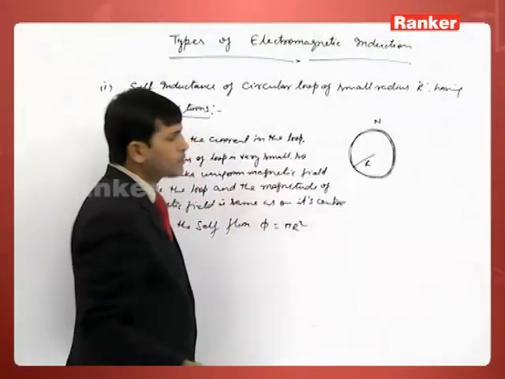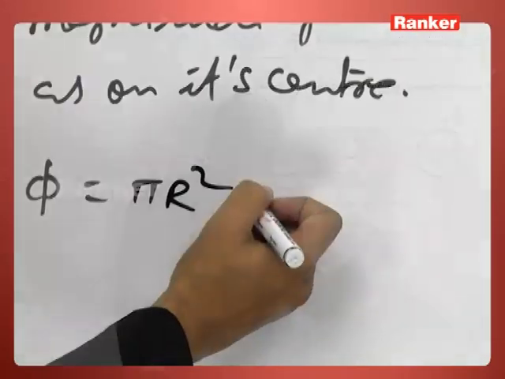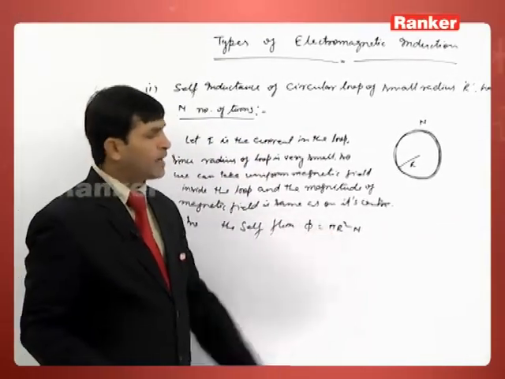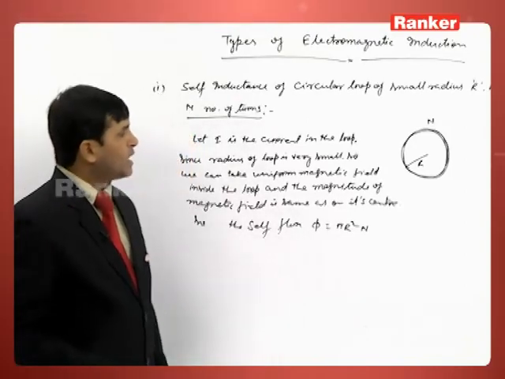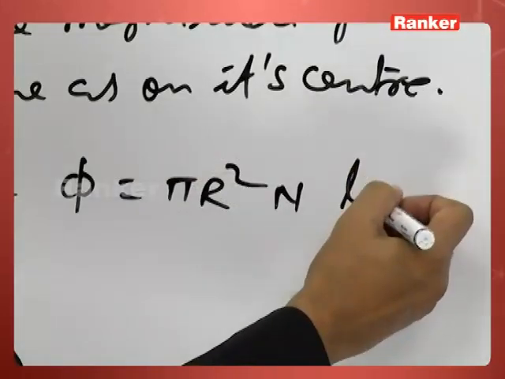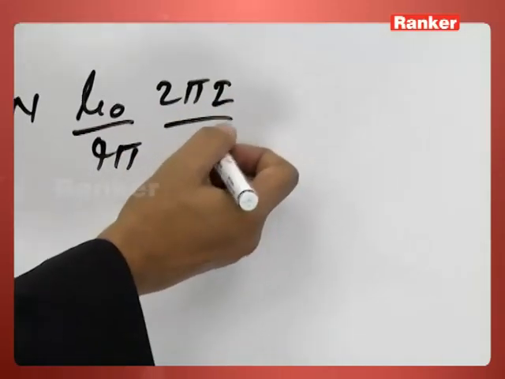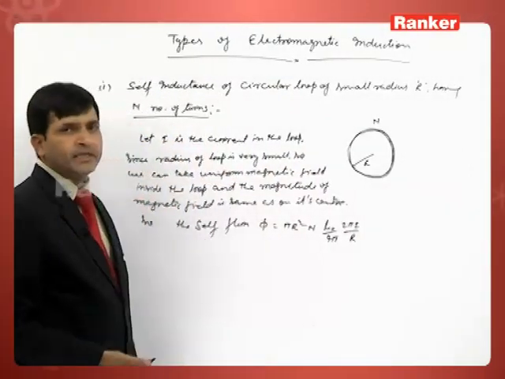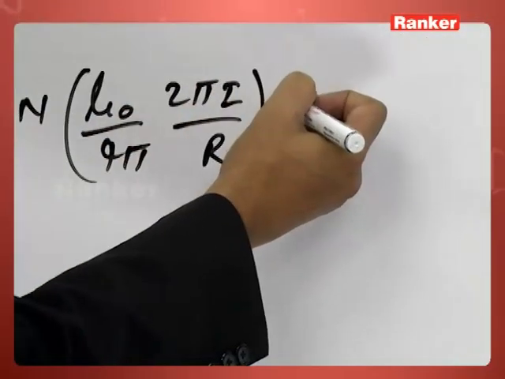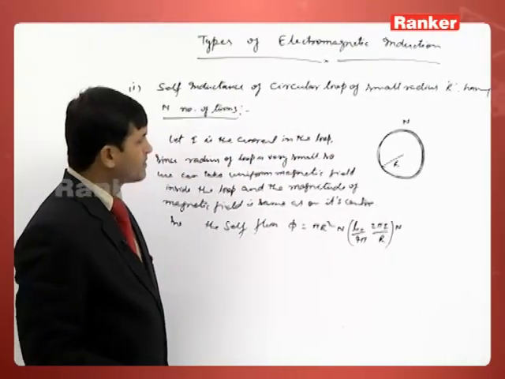Each loop has area πr², and the total number of turns is N, so the total area will be πr² times N. The magnetic field at the center due to each turn is μ₀/4π × 2πI/r. If N is the number of turns, the total magnetic field will be multiplied by N.